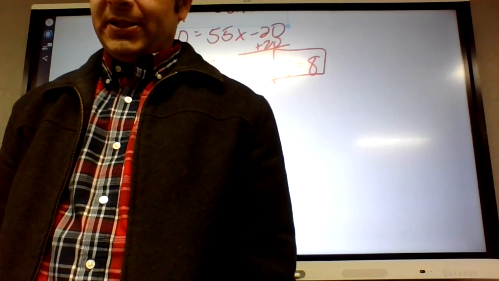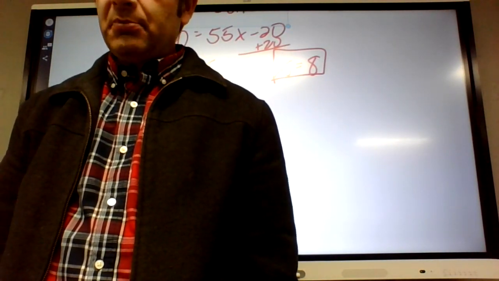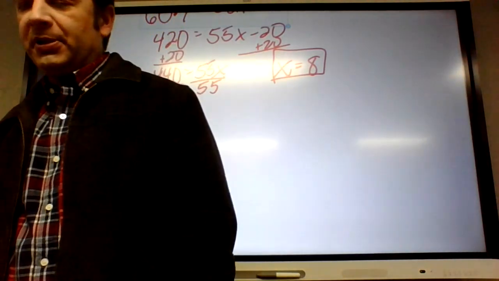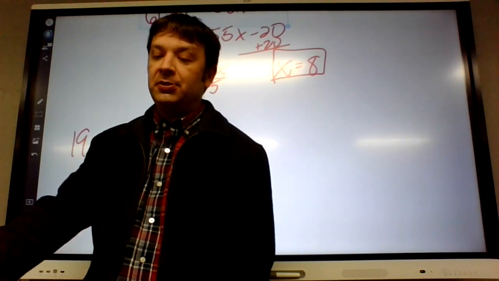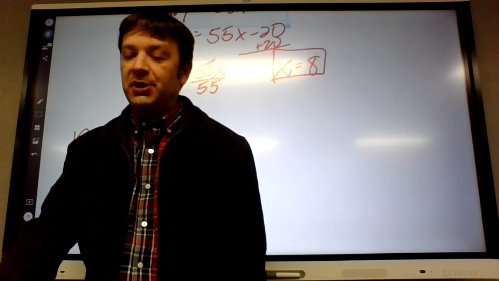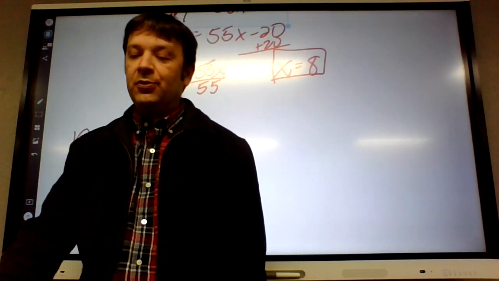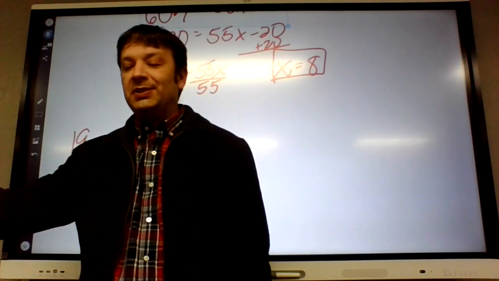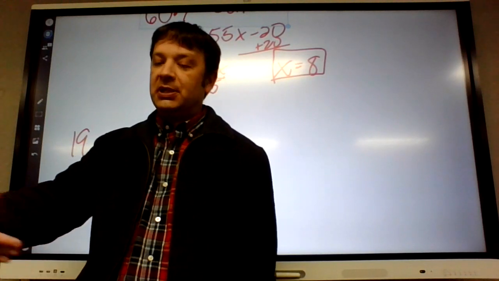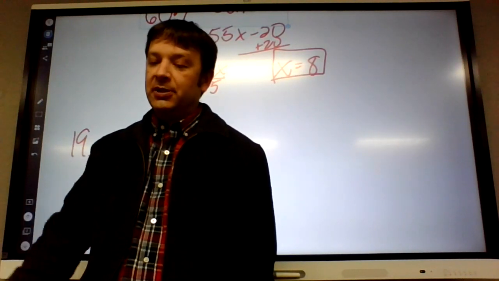Okay, 19. All right, so there's more than one way to set these up as long as you follow the pattern. Like on 19, you could do 72 is to 27 as 64 is to negative 4 plus 4x. Or you could also do 72 is to 64 as 27 is to negative 4 plus 4x. Those both work.